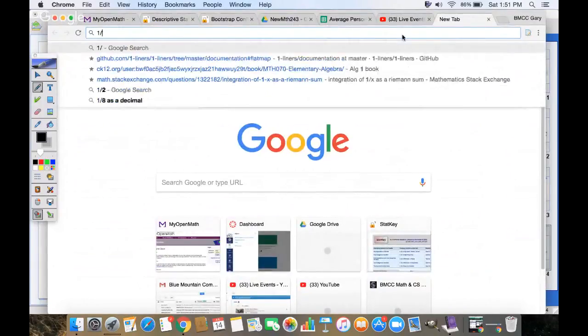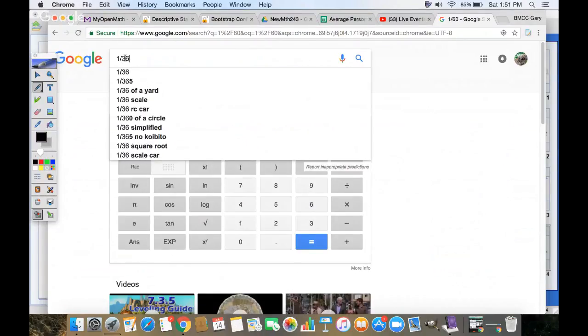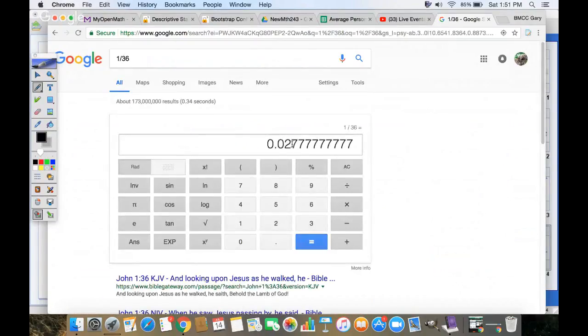What is 1 out of 60? And I get 0.016. So I'm like 1.5% taller than my friend. But if I look at 1 out of 36 inches, that is now almost 3% taller, okay? So a change of 1 can matter, whether that original number was small or whether that original number is big.